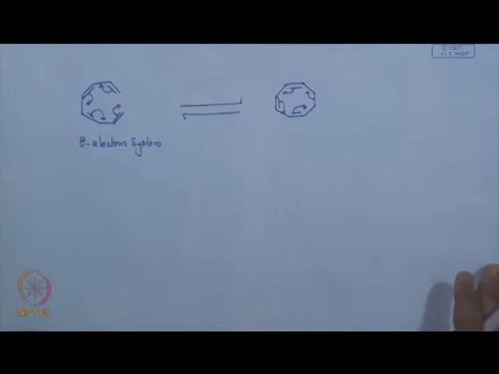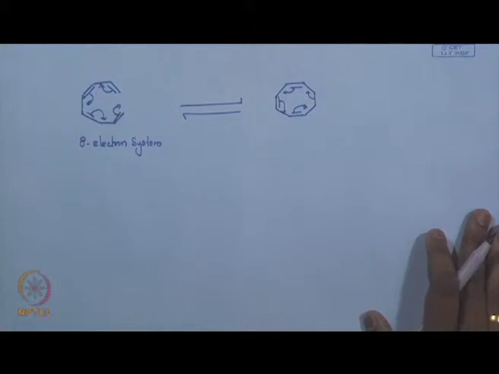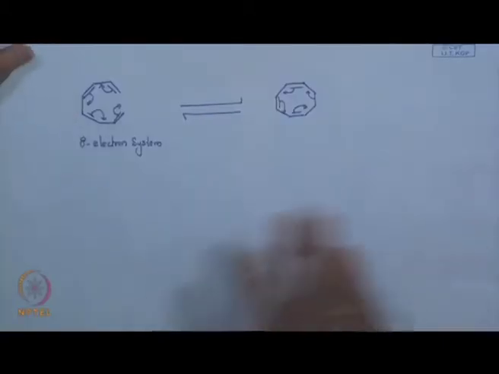So, these are some basic examples of electrocyclic reactions. One, we have seen a 4 electron system with butadiene, then we slowly went to a 6 electron system, and then we have seen an 8 electron system. So, now this is a basic idea of electrocyclic reactions.